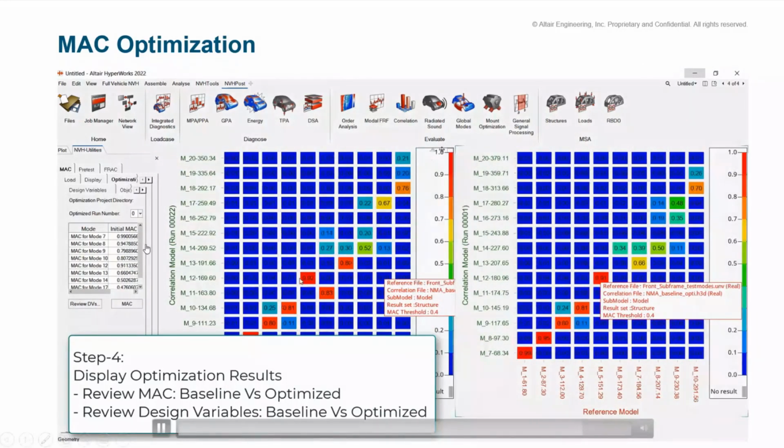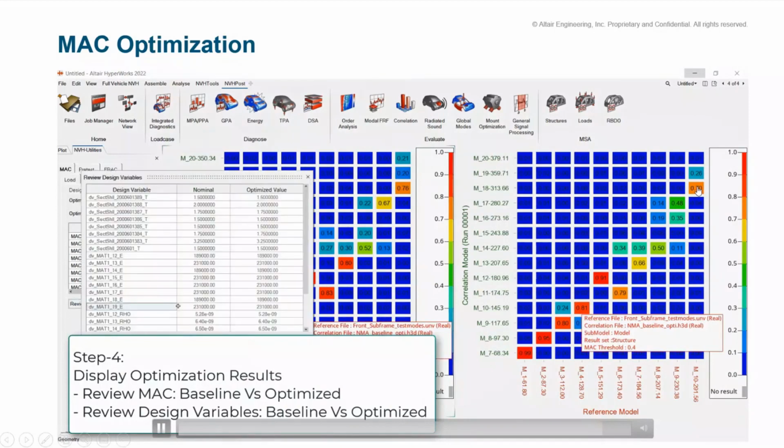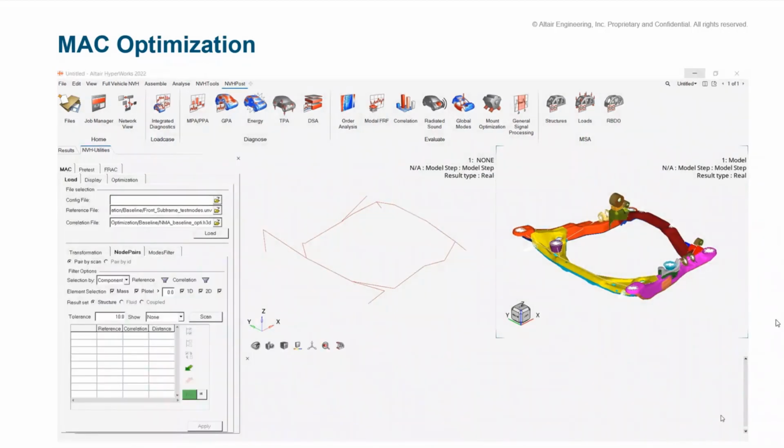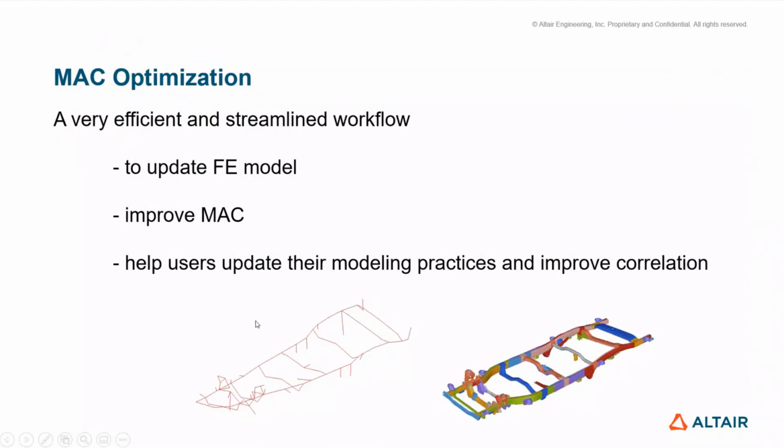Once the optimization is complete, you can see the comparison between the optimized MAC and the base MAC. Here you can see that the MAC value has increased from, this is baseline on the right hand side, left hand side is optimized, you can see that the MAC values have increased from 0.7 to 0.76, 0.66 to 0.8, 0.48 to 0.67. So there is a lot of improvement in the MAC. You can also review the design variables, showing you how they have changed from your nominal value to the optimized value. So this is the overall workflow for MAC optimization.